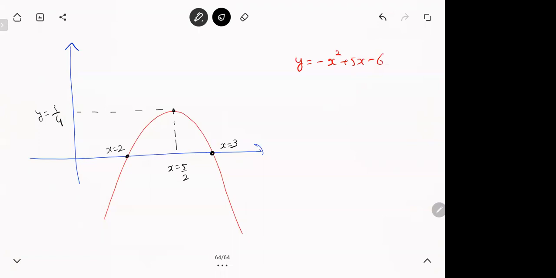Basically, for quadratic equations, either you'll get maxima or minima. Either it's an inverted parabola or an upward parabola. This is how the graph looks for that.